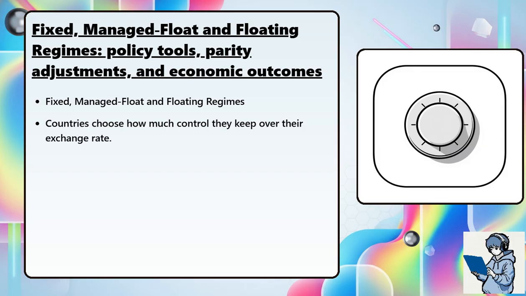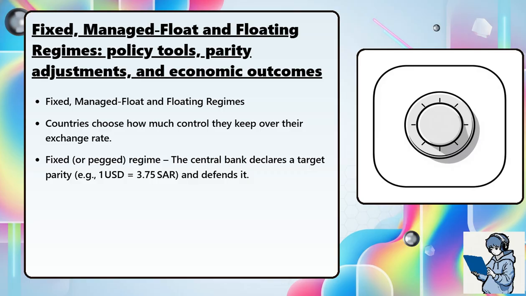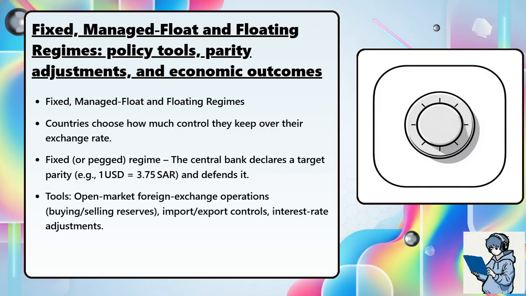Countries choose how much control they keep over their exchange rate. Fixed or pegged regime. The central bank declares a target parity, for example $1 equals 3.75 Saudi riyal, and defends it. Tools are open market foreign exchange operations, buying or selling reserves, import-export controls, and interest rate adjustments.